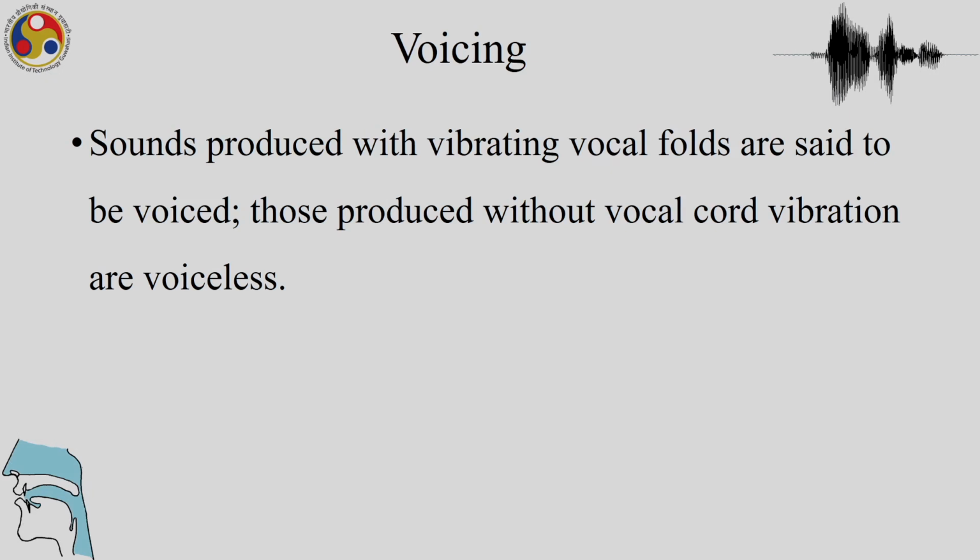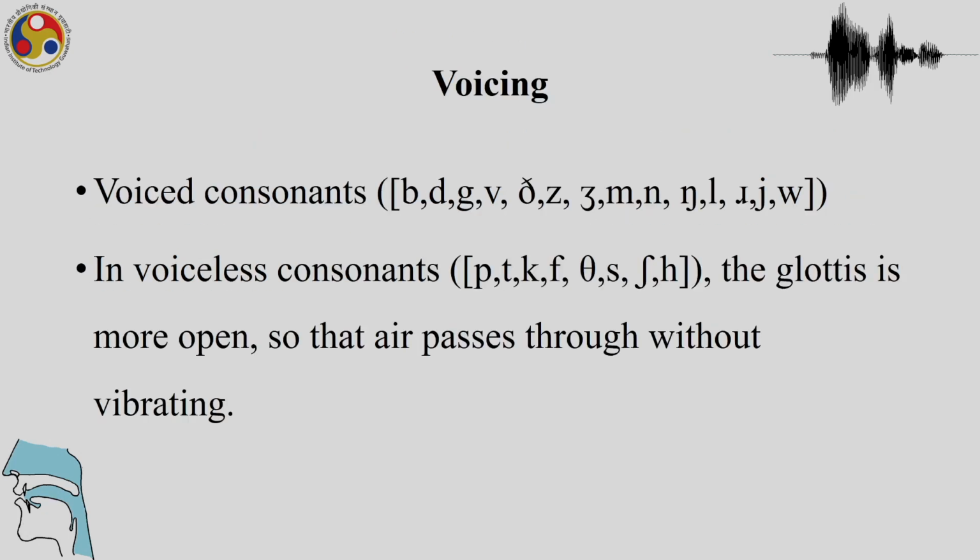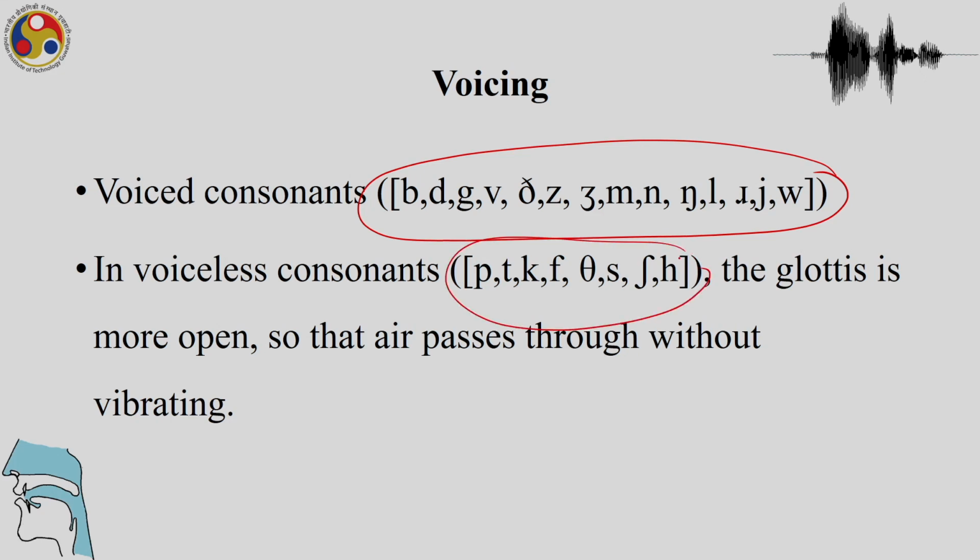So sounds produced with vibrating vocal cords are said to be voiced, and those produced without vocal cord vibration are voiceless. In English, for instance, all these consonants are voiced: B, D, G, V, Z, Zh, J, M, N, Ng, L, R, Y, W. We have fewer voiceless consonants: P, T, K, F, Th, S, Sh and H. During the production of these voiceless consonants, the glottis is open, spread, and air passes through the glottis without any vibration.